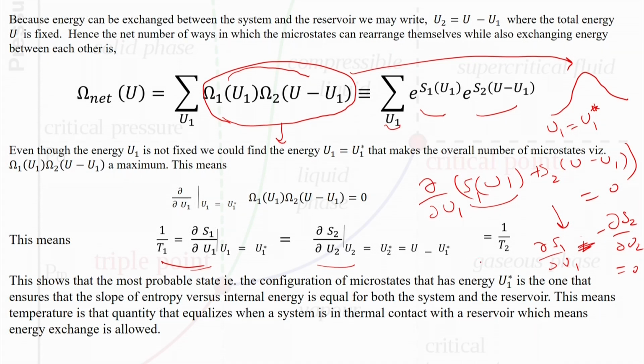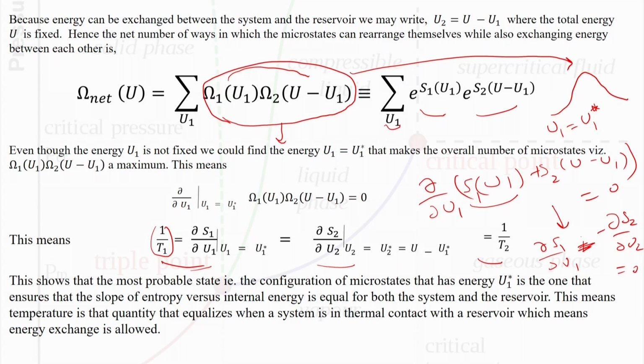So, now you can also choose to alternatively define thermodynamic temperature as that quantity which equalizes when a system is allowed to be in contact with a reservoir and allowed to exchange energy. So, in other words, the quantity that is common to the system and the reservoir in thermal equilibrium is precisely temperature or something related to it. So, in particular it depends on how you define it. So, we have chosen to define this as reciprocal of temperature.